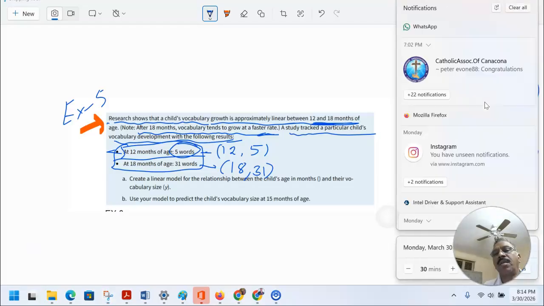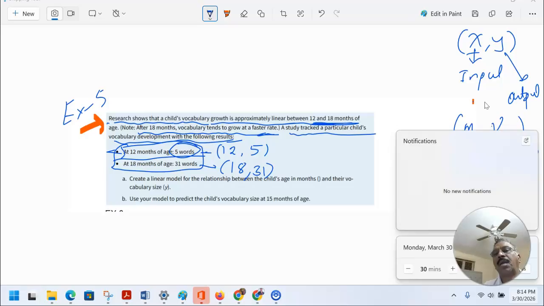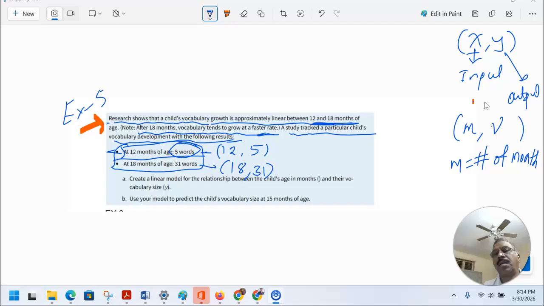and V stand for number of vocabulary words. So M means the time from when the child is born till M.